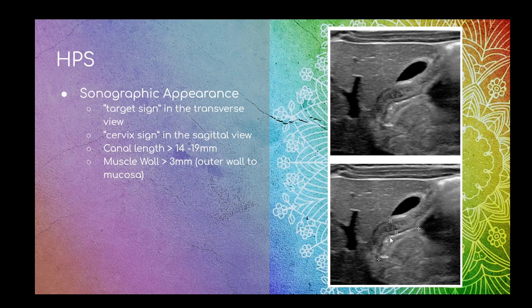Again, it depends on where you work. Some say up to 19 millimeters is normal, but we're going to go 14 millimeters. And the muscle, outer edge to inner to where the canal is, should be less than 3 millimeters in the normal patient. So if you get a measurement over 3 millimeters and over 14 millimeters in length, then we are going to suspect positive for pyloric stenosis.